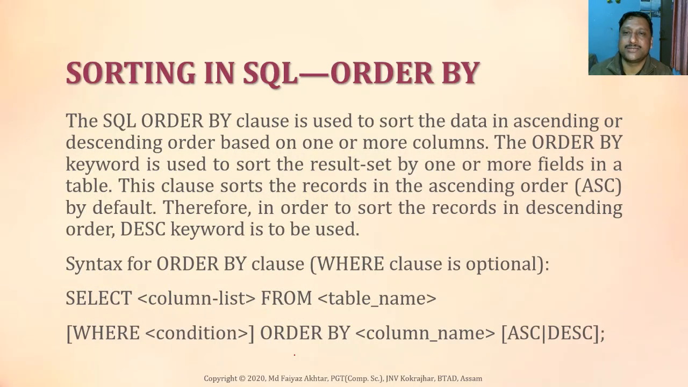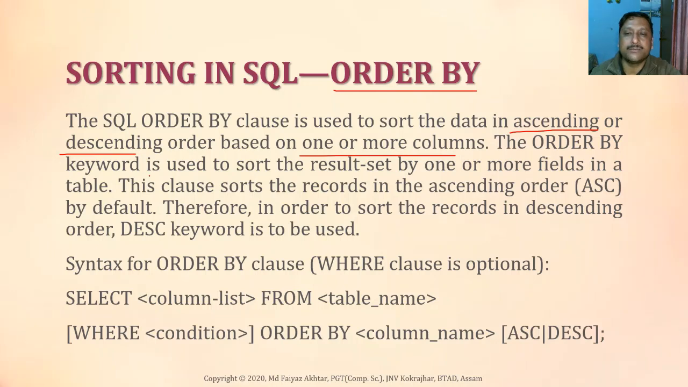Now next is sorting in SQL, that is the order by clause. One more clause is there, that is the order by clause. The SQL order by clause is used to sort the data in ascending or descending order. Ascending order means increasing order, 1, 2, 3, 4, and descending order means decreasing order, 10, 9, 8, 7, based on one or more columns.